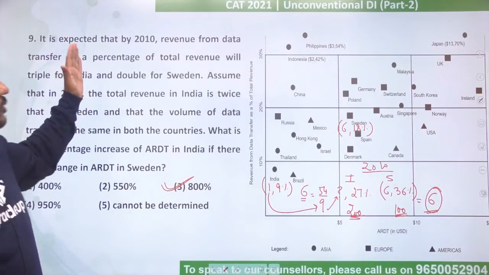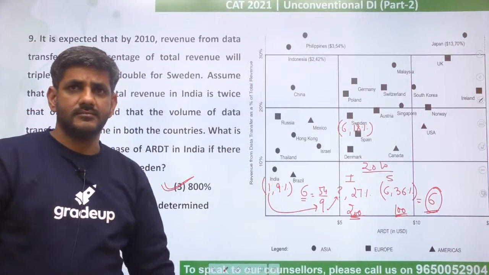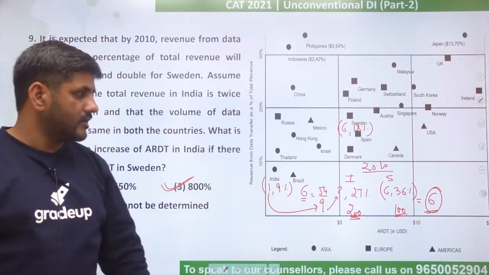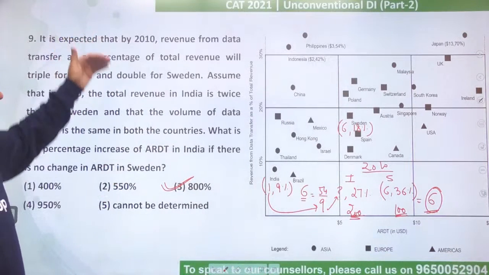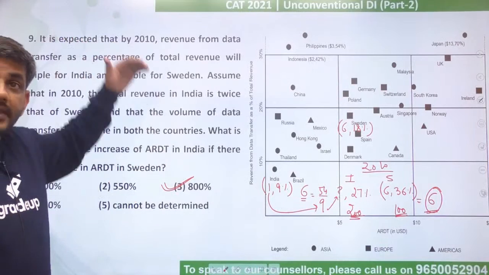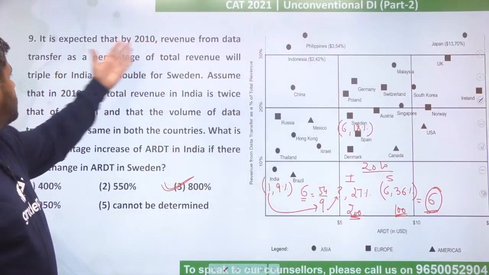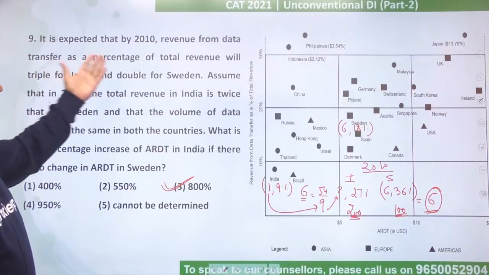We just went by whatever was written in these statements. ठीक है? पक्का है, lengthy है Barkha. I agree to that. But we don't have any other option because he has given us statements like that. एक एक statement करके हम लोगों को बनाना पड़ा. Right? He just told us revenue from data transfer, triple for India, double for Sweden.